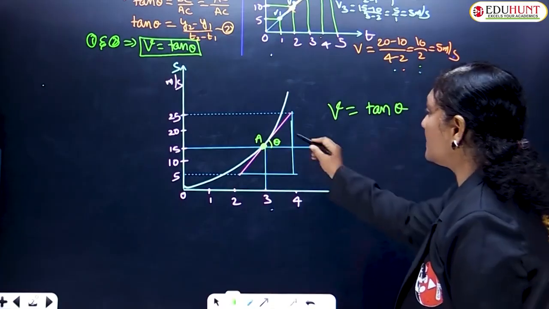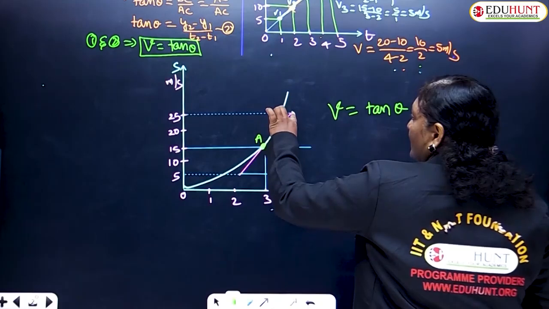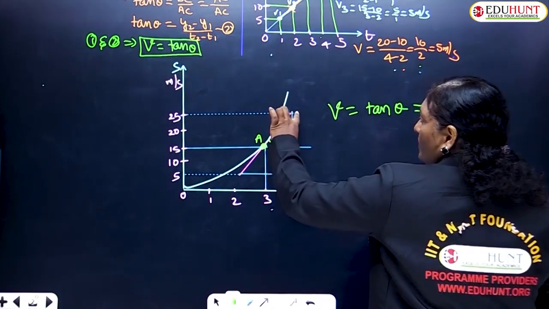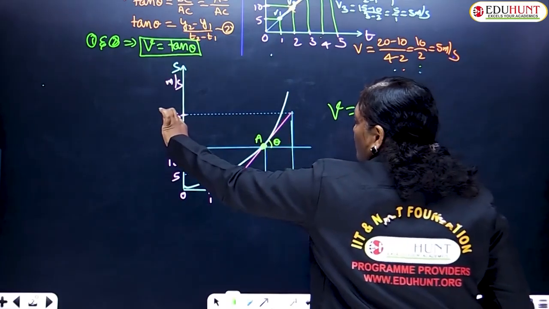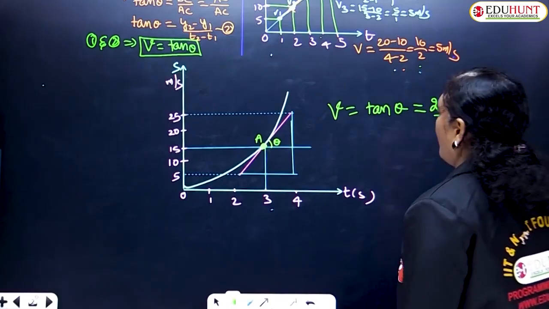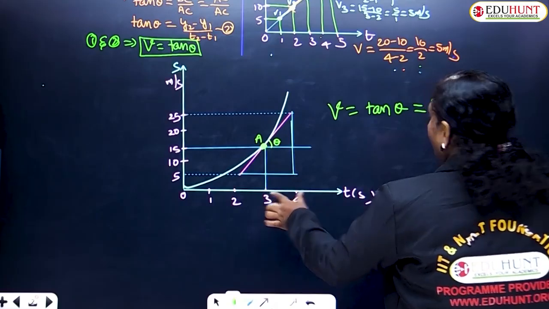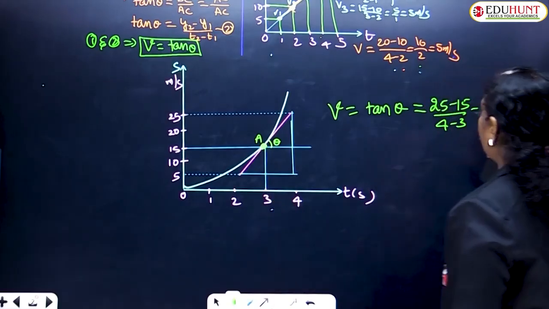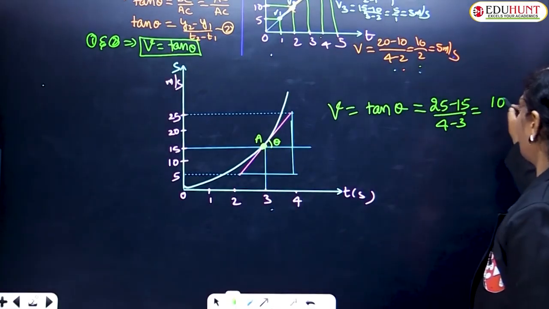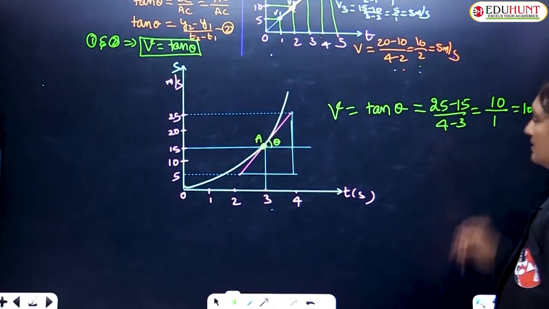So in the figure, what is the value of tan theta, children? Tan theta is nothing but opposite by adjacent. Opposite means this total length. What is this total length? 25 minus 15 upon the time axis. What is the value of time? 4 minus 3. Is that okay? So 25 minus 15 is 10, and 4 minus 3 is 1. Hence 10 meter per second.